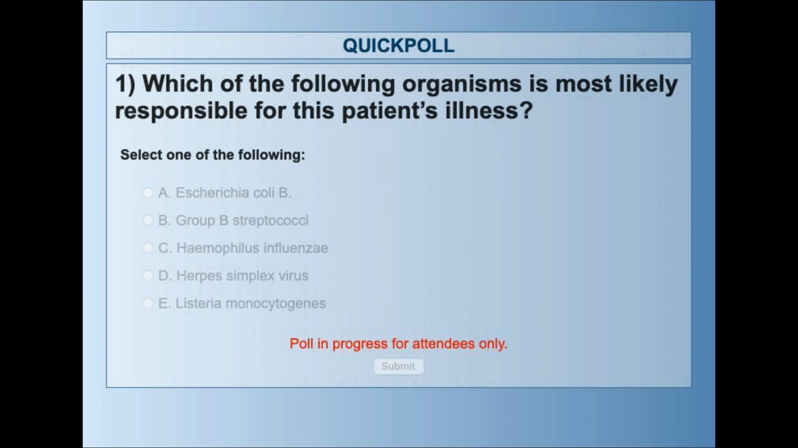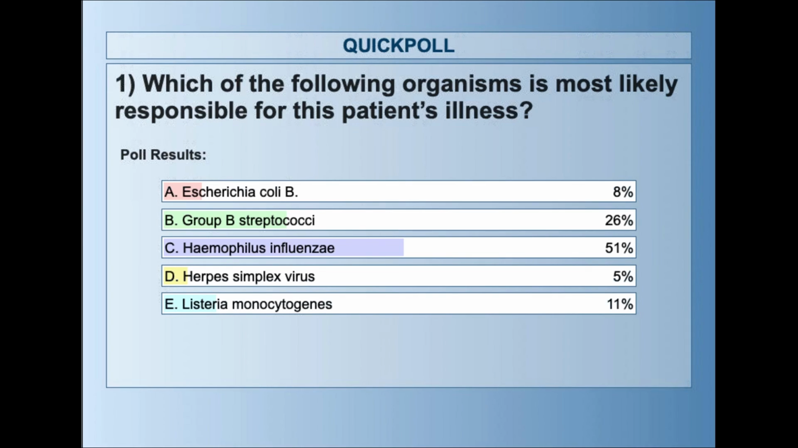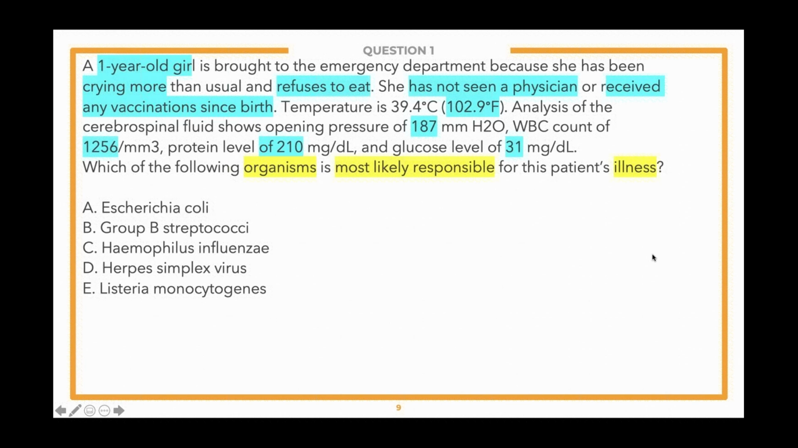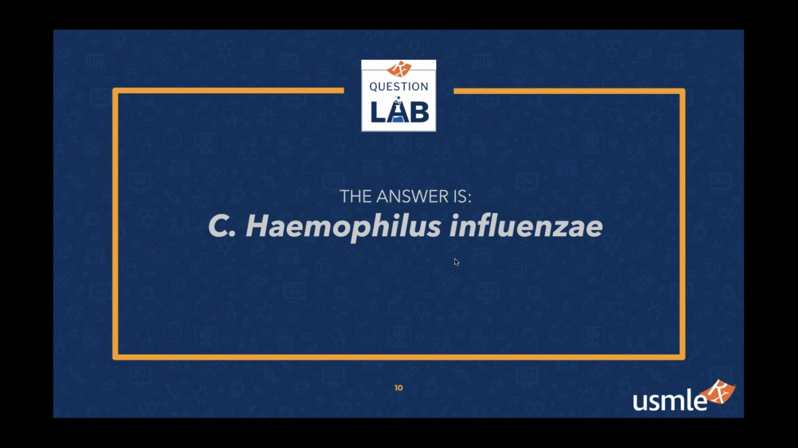I see the responses coming in. We'll give all of you a few more moments here. All right, let's see what all of you selected. Looks like the clear favorite here with 51% was Haemophilus influenzae, answer choice C. And in second place, we had group B strep. So let's take a look and see what the correct answer is. And the correct answer is indeed C, and 51% of you got it right. So great job, everyone. Let me hand it off to Boris.